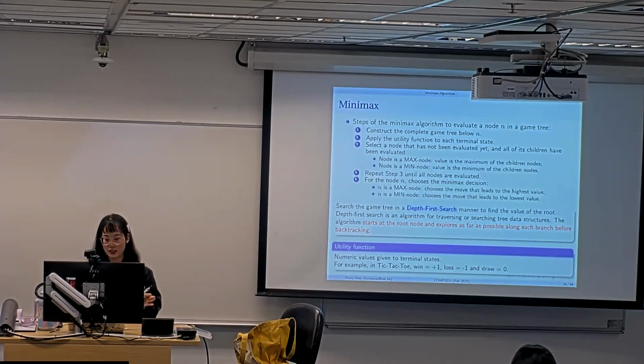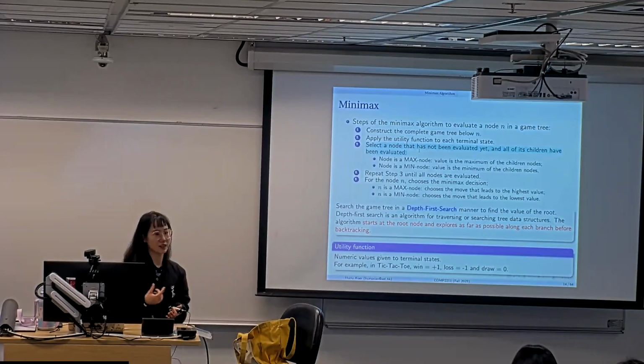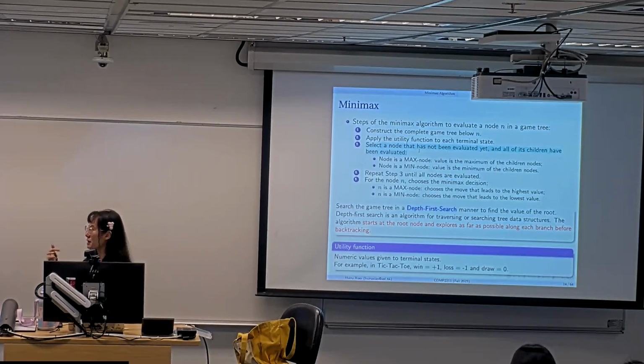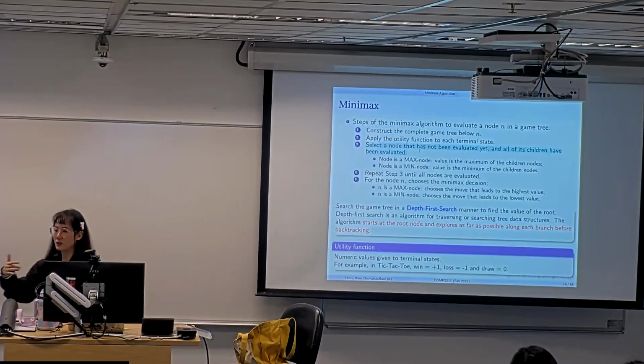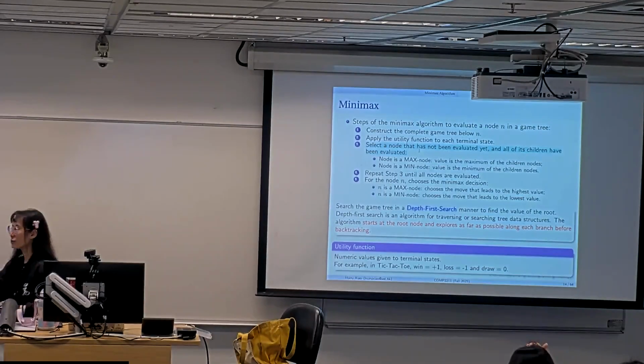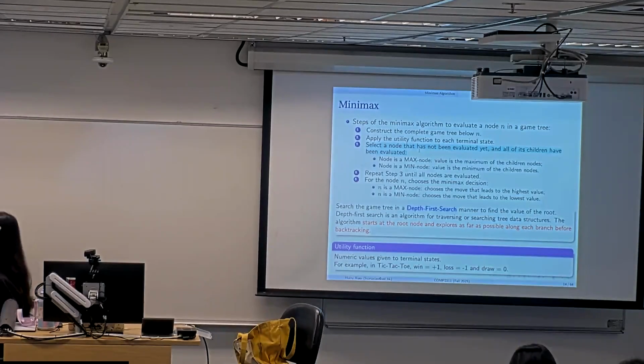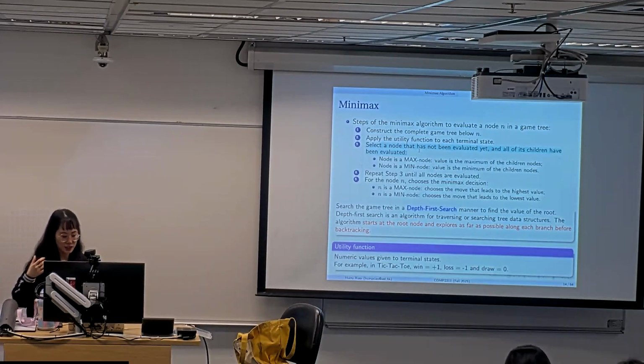And if you observe that we select the node that has not been evaluated yet but all of its children have been evaluated, it basically means that at the beginning, all the leaf nodes are already evaluated, right? All the leaf nodes, their terminal states, their values are evaluated in step 2. And next, we need to select the second last level, because the second last level nodes have their children evaluated, and so on and so forth, until we reach the root node.